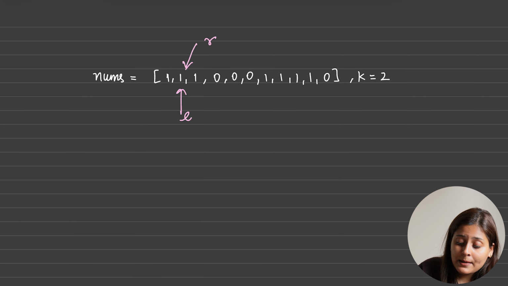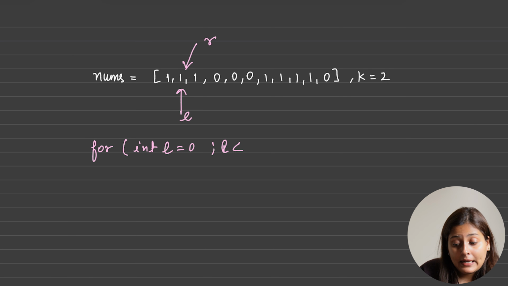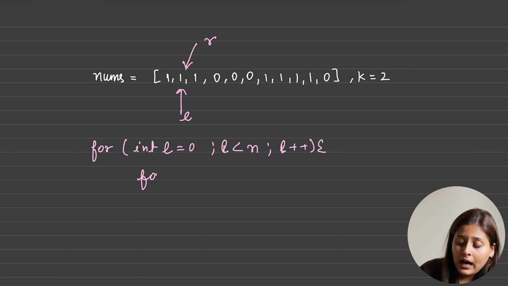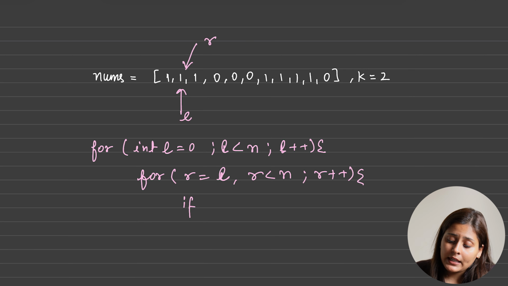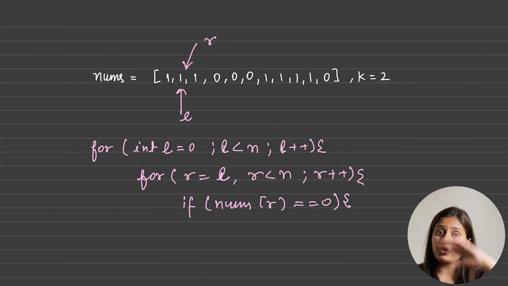What is that approach? This approach is nothing but running our left loop, meaning the left pointer, from 0 to n and left plus plus. Correct? And then running our right pointer from left only till less than n and then right plus plus. Correct? Now what will we do? We will check if nums of right pointer is equal to 0, meaning we have to check whether we have crossed the limit of k allotted flips.